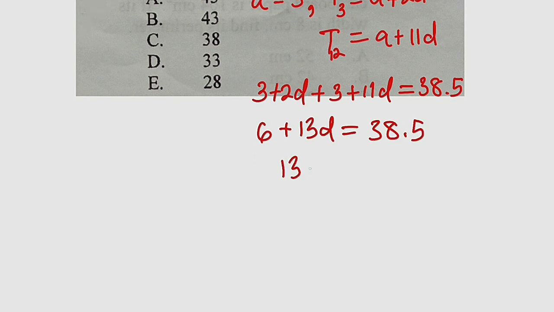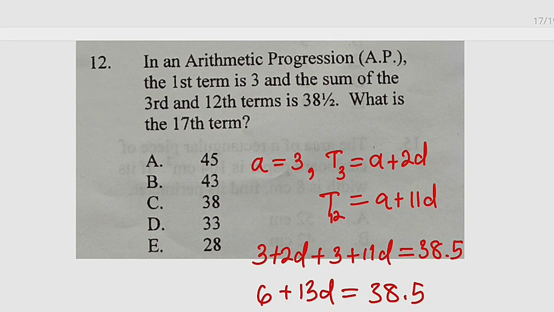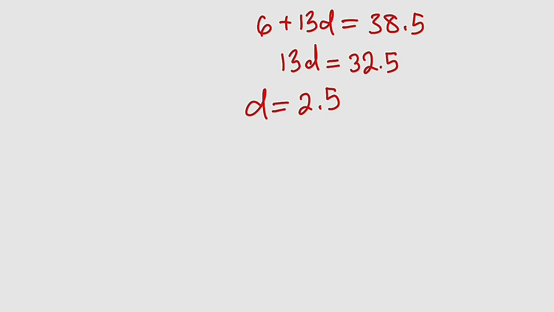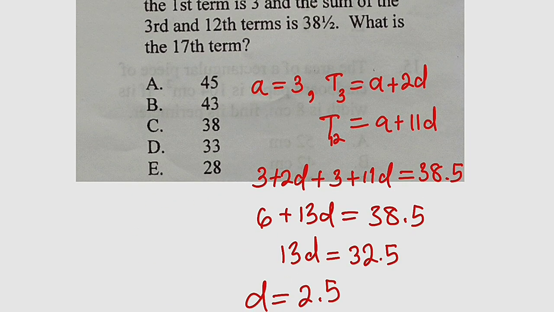Subtract 6 from both sides, you have 13D to the left equal to 32.5 if you subtract 6 from both sides. And finally, D is equal to this divided by this. That will give us 2.5. But remember, we are looking for the 17th term. So term number 17 would be equal to A plus 16D. Always look at the difference between this number and this number is 1. Always. Just look at it here. Even here that we have 3, this must be 2. Here that we have 12, this must be 11. So you subtract 1 and multiply by D.